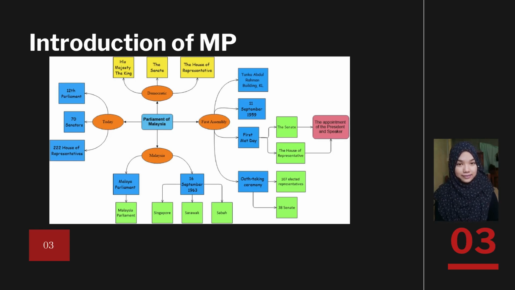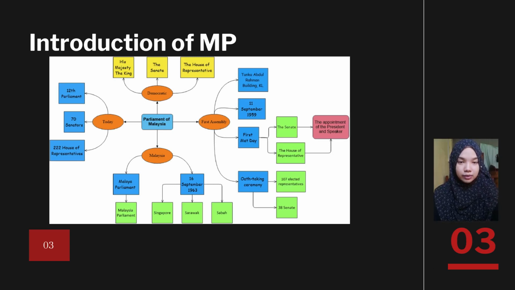The Malaysian Federation's first Parliament assembly took place at Tunku Abdul Rahman Building in Kuala Lumpur after the first independence general election on 11 September 1959. The Senate and the House of Representatives met on that day. For the first order of the day, in both chambers, the President and Speaker were appointed, and 38 senators and 104 elected representatives were present at the ceremony.